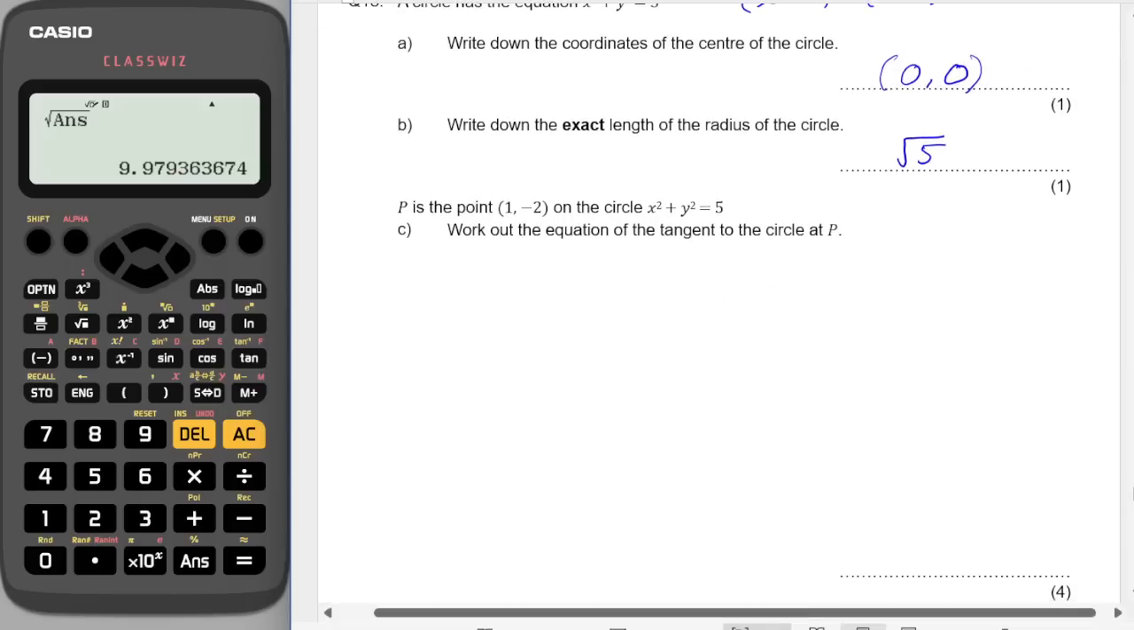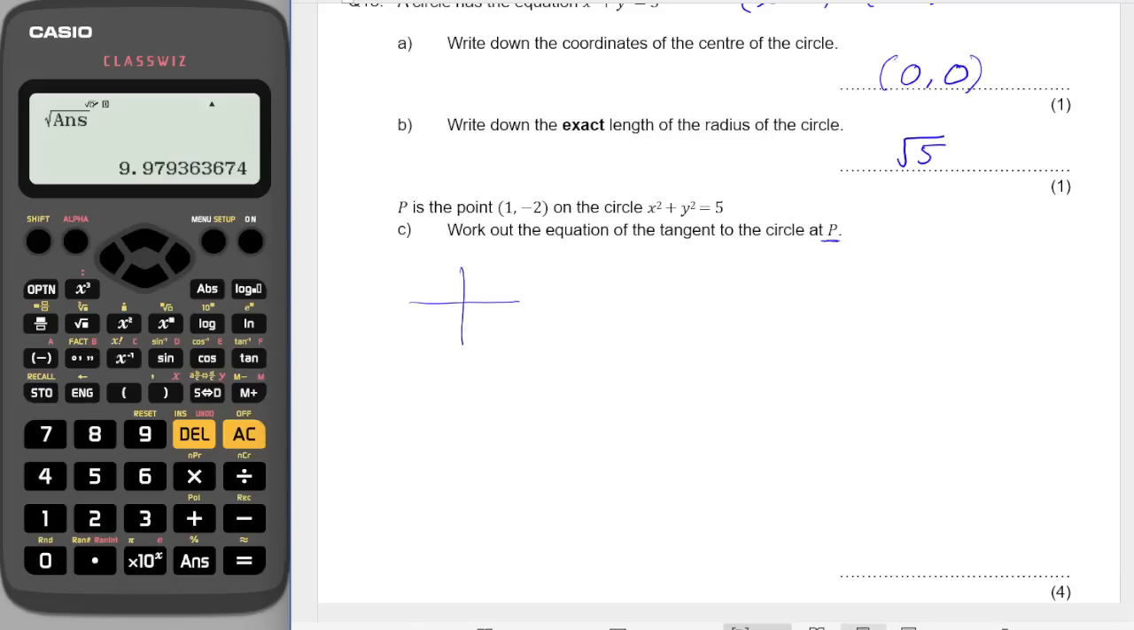The point P, the point (1, minus 2), is on the circle x squared plus y squared is equal to 5. Work out the equation of the tangent to the circle at P. So to do this, I need to work out the gradient. If I imagine helping a sketch, a very rough sketch obviously, we've got a point of (1, minus 2). So we're going to start by working out the gradient of that line.